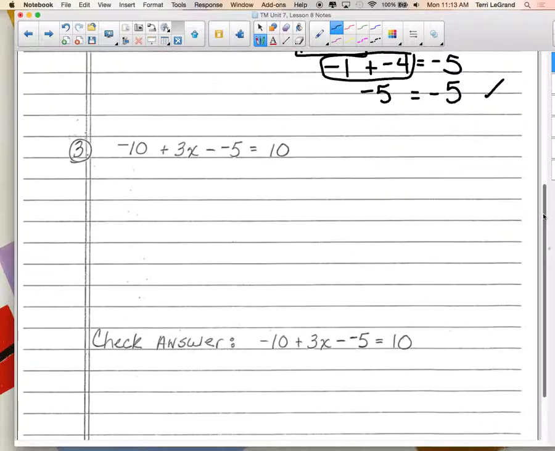We're done, so, everybody ready? What's the first thing we've got to do? Add the opposite. Well, negative 10, that's not a subtraction. Here's a subtraction. Subtract negative 5, we're going to change it to add what? The opposite. What is the opposite of negative 5? Positive 5.